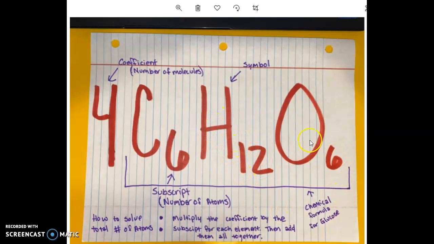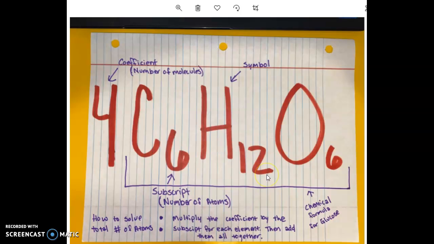This whole thing here, the C6H12O6, is the chemical formula for glucose, and hopefully that rings a bell because that is what plants make through the process of photosynthesis. That's their sugar or food that you learned about last year in 7th grade. So, what does the coefficient tell us about this formula? It tells us that there are 4 molecules of glucose here.